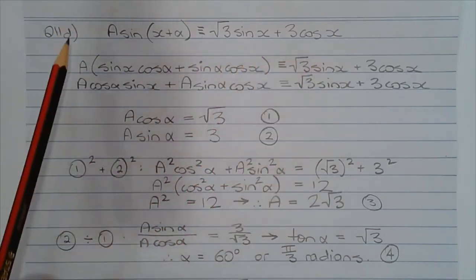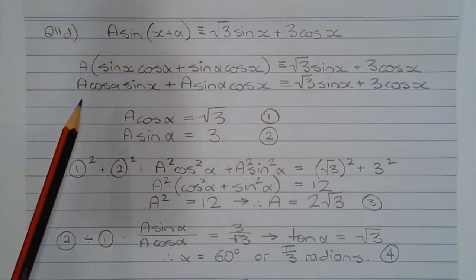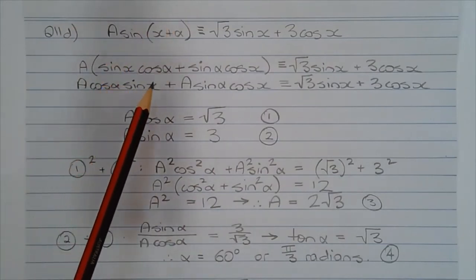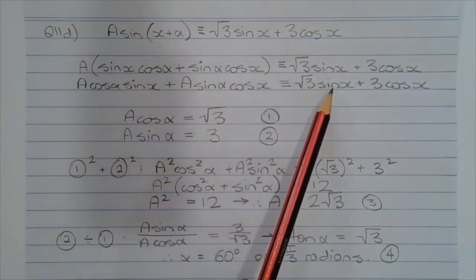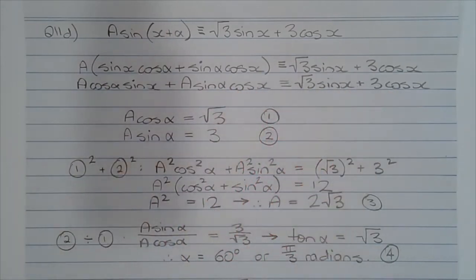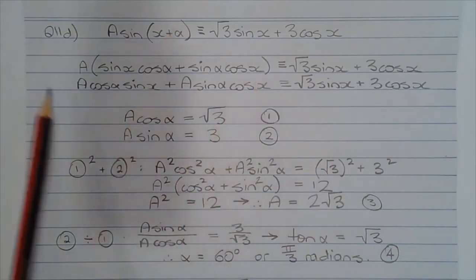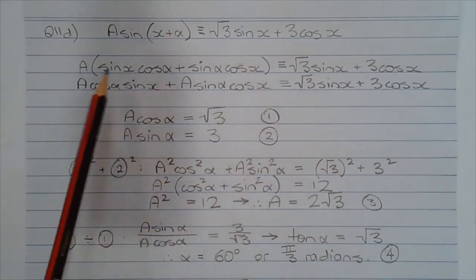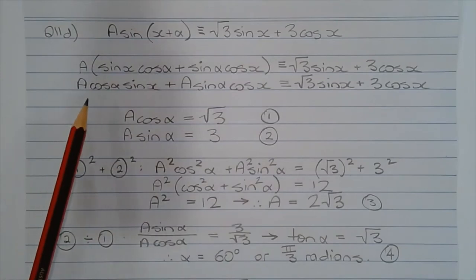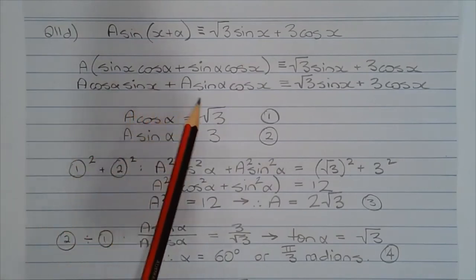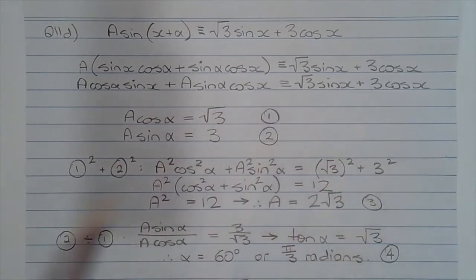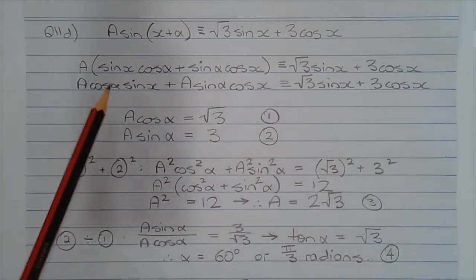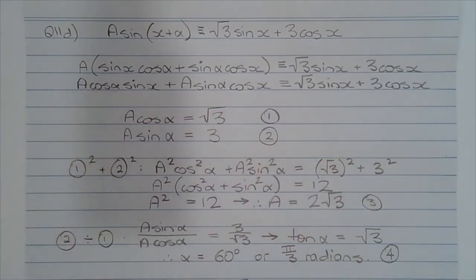Expanding the left hand side, since we have the sine of a compound angle, we have a outside of sine x cos alpha plus sine alpha cos x is identical to the square root of 3 sine x plus 3 cos x. Expanding the left hand side further and switching the sine x and the cos alpha around, we have a cos alpha sine x plus a sine alpha cos x is identical to the square root of 3 sine x plus 3 cos x. So I just wanted the terms involving alpha to be written first.